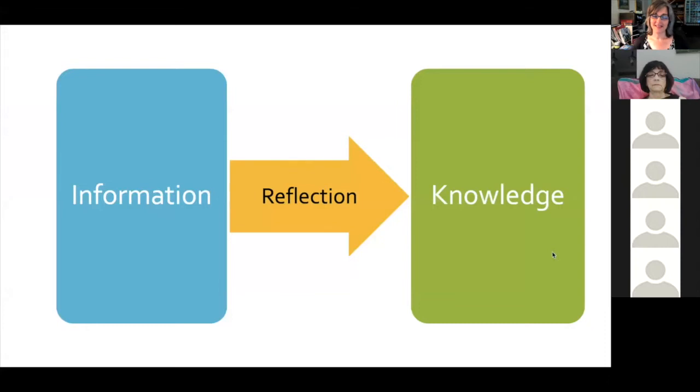One of the things that I hear is people sometimes use information and knowledge interchangeably, but I really think of them as very different things. So when I think about information, I think it is something that I get from a book, I get from a lecture, I get from a video. It is something that someone has given to me.